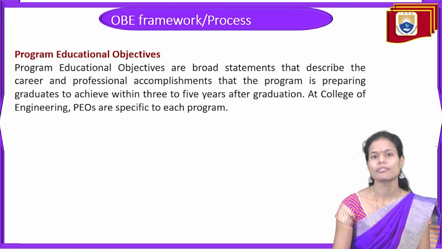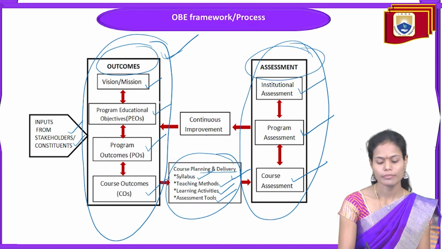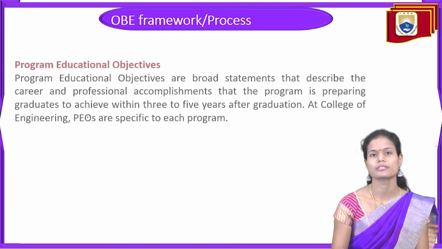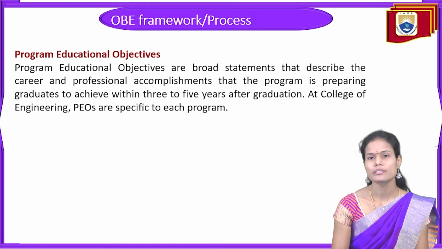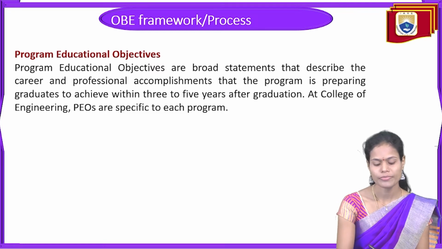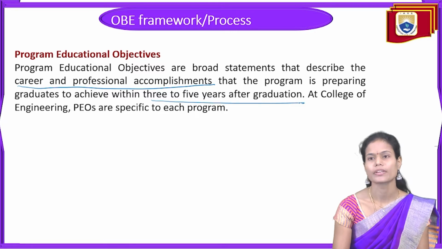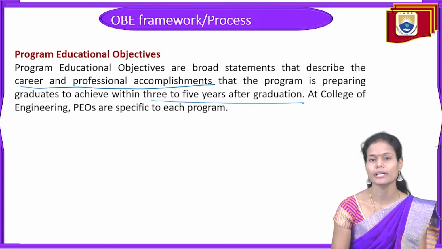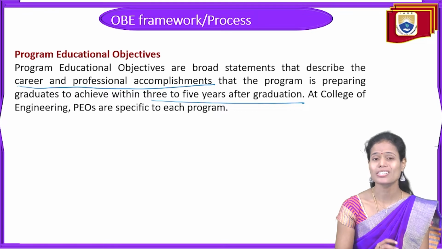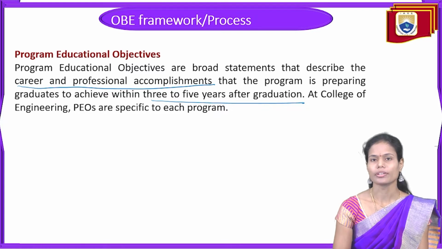The first thing we are defining is the program educational objectives. In the previous slide, we saw program educational objectives. What is meant by program educational objectives? Program educational objectives are broad statements that describe the career and professional accomplishments that the program is preparing graduates to achieve within 3 to 5 years after graduation. At the College of Engineering, PEOs are specific to each program, that is, at each and every branch, these program educational objectives are derived.